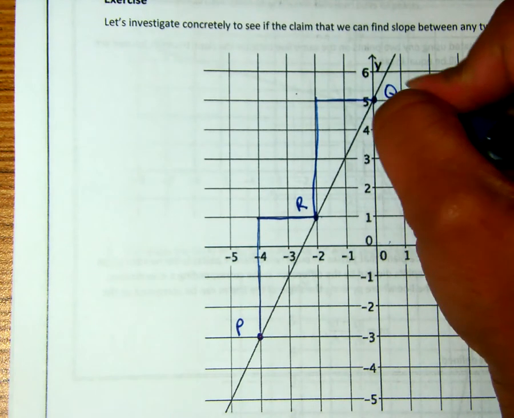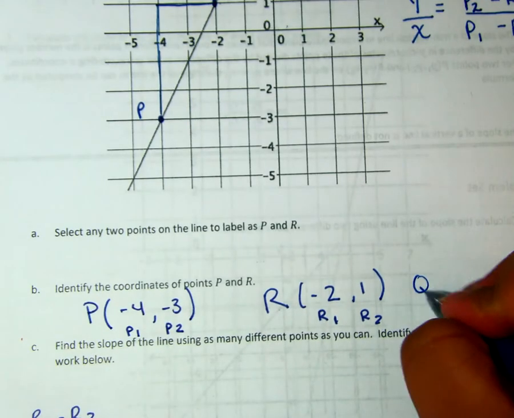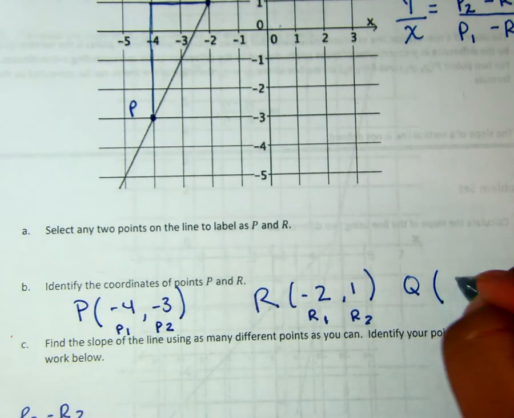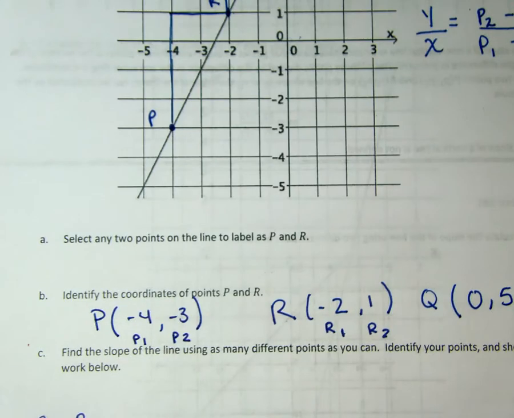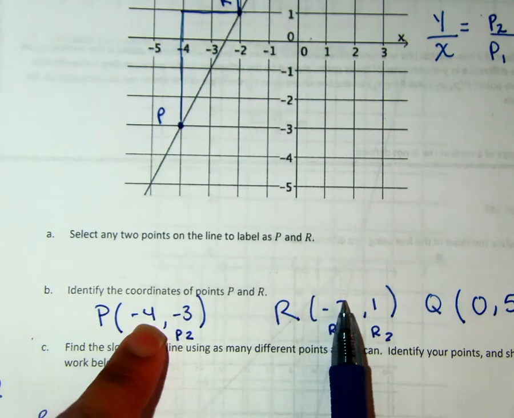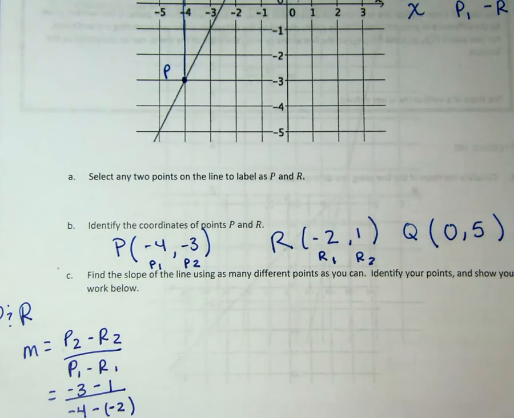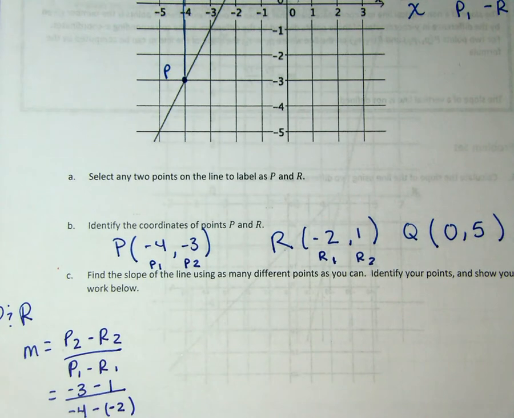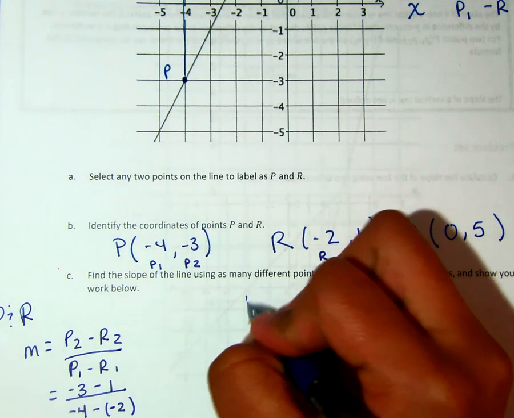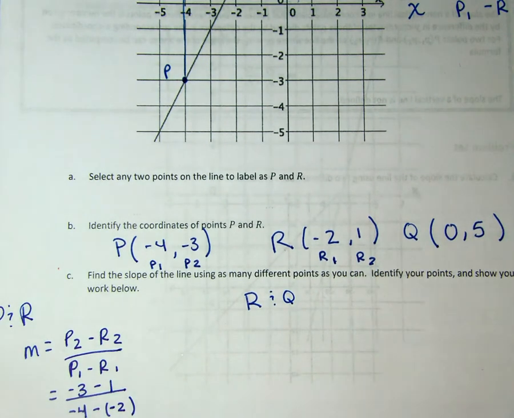Point Q is located where? Yeah, I'm going to write that down for part B. Point Q is located at 0 and positive 5. Let's use either point P and point R, or point Q, to prove that our slope is 2. What 2 points are you picking? I'm going to pick points R and Q just because they're easier to see and they're right by each other.